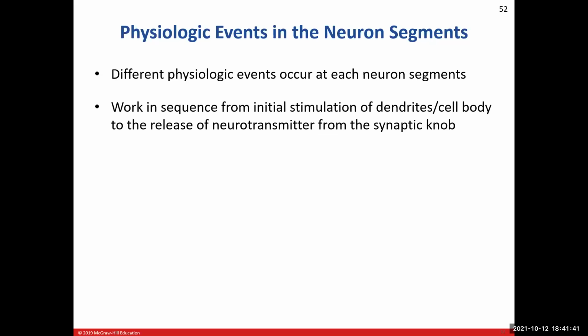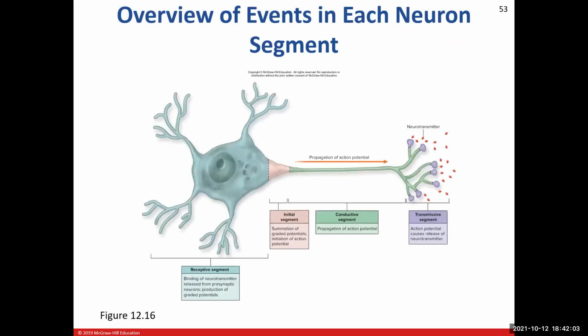So we're going to break it down by each segment of the neuron. There's 4 segments. So we're going to tell a story about what happens at each of these segments here. We're going to start off with what happens at the receptive segment. That's the cell body and where the dendrites are. All right, and then we're going to work our way down all the way to the transmissive segment, which is where the neurotransmitters are going to be located that get released onto another neuron or an effector cell or effector organ. All right, so here you can see all the different segments.